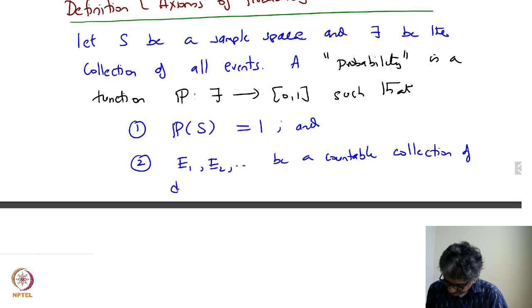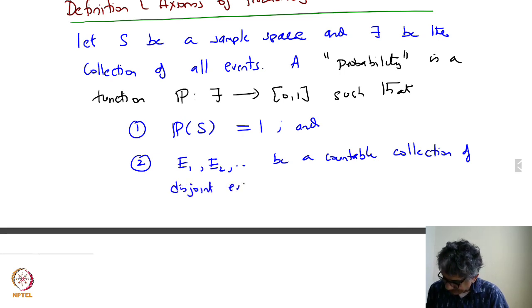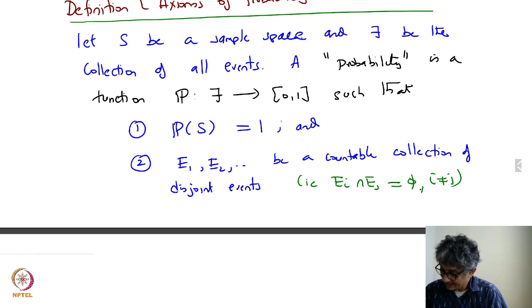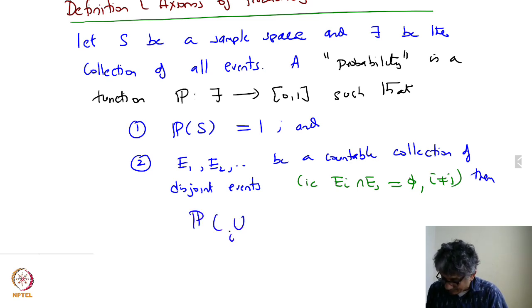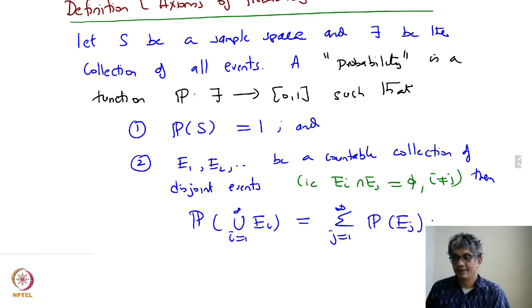Of disjoint events. By disjoint events, I just mean that E_i intersection E_j is empty for i not equal to j. That means there is no intersection between the two of them. Then the probability sums up, in the sense that the probability of the countable union of the events, meaning anything in one of the events can occur, because they're disjoint, is the same as the sum from j equal to 1 to infinity of the probability of E_j.